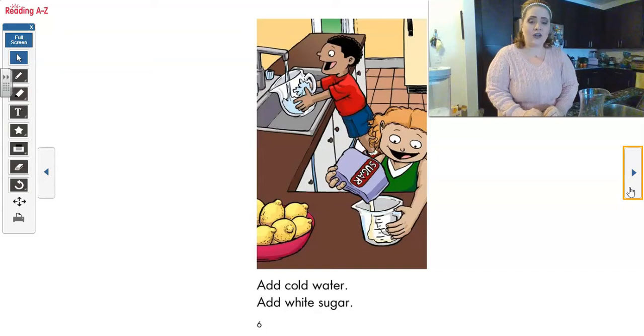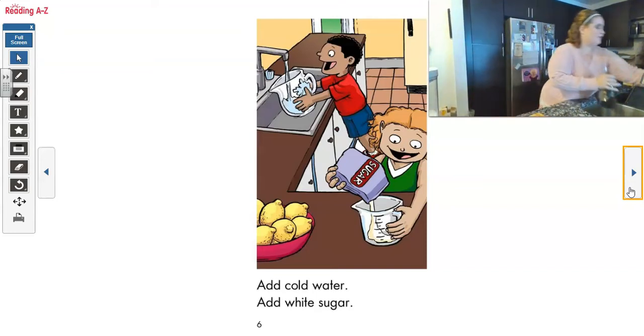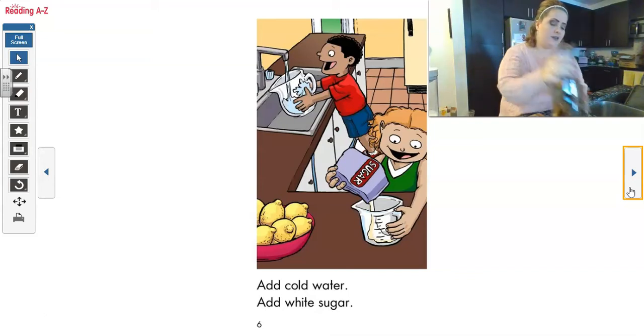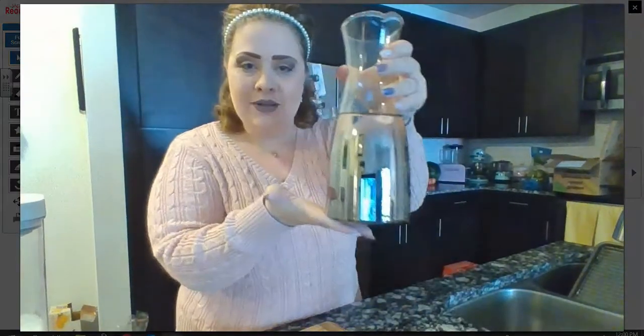Add cold water and white sugar. So we need water and sugar. Let's start with water. I think that's plenty of water, especially since I'm only one person. All right, so I have my water, and now I'm going to get my sugar.